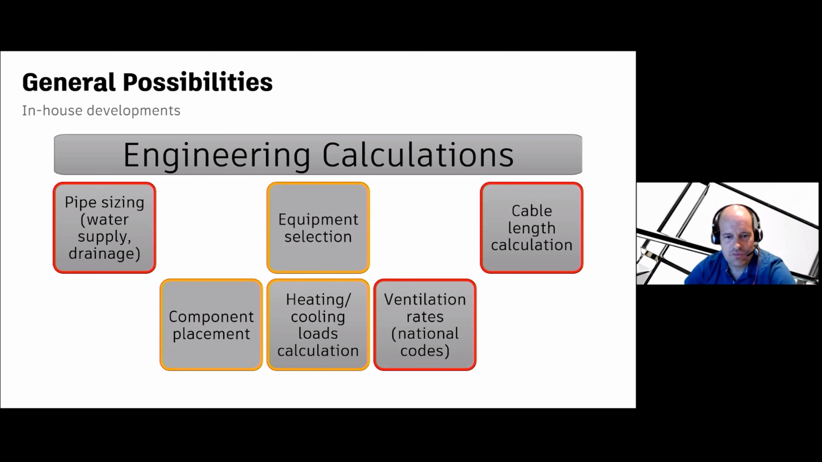And then the three ones in orange are the ones that we're still working on. The one in the middle, regarding the heating and cooling loads calculation, is already quite advanced. It's ready to be released in the coming weeks, actually, and I will also show what it currently looks like and what the status is. And then two other ones that are in the pipeline to be developed are equipment selection and component placement. I will talk a bit more about that later on.